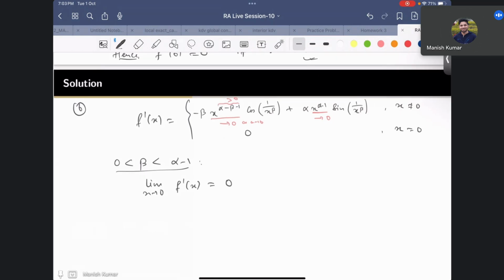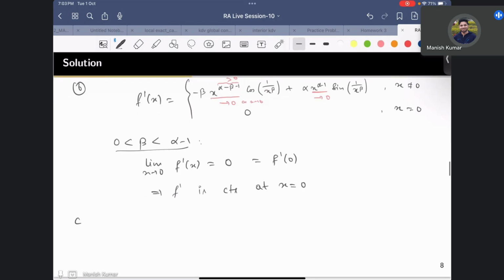and this is nothing but f prime at 0, right? So this proves that f prime is continuous at x equal to 0, okay? And at other points it is already continuous, we don't even need this condition, because it's just polynomial and cos, polynomial and sine, so it's continuous at the other points.